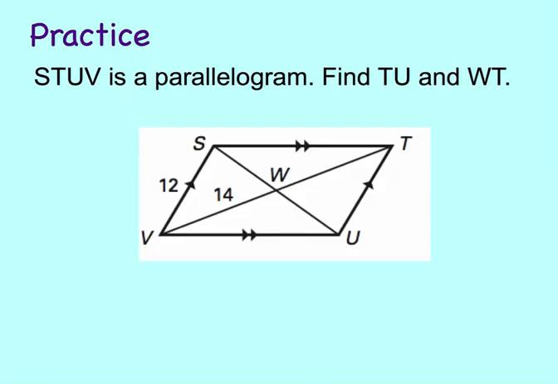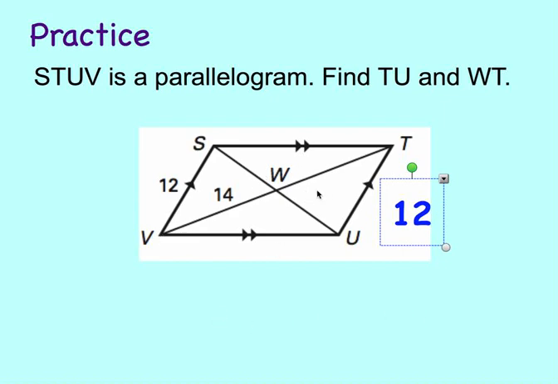Now we can use all of these properties to help us solve for certain measures in a parallelogram. So let's try a practice problem together. This says that STUV is a parallelogram, and we need to find TU and WT. Well, looking at this, I notice that I am given the measure for SV and for VW. What I can say is since SV and TU are opposite sides, we know that opposite sides are congruent. So TU will be 12.